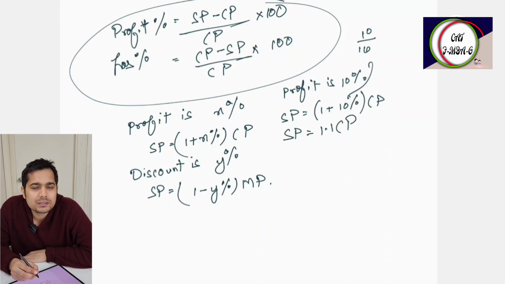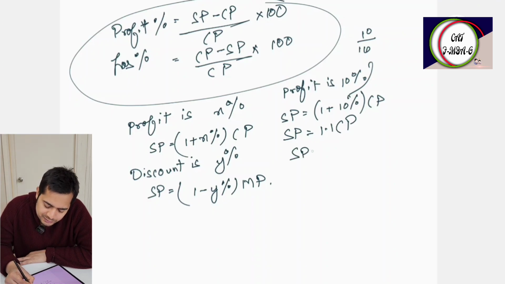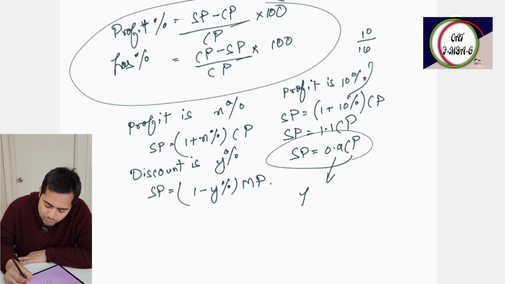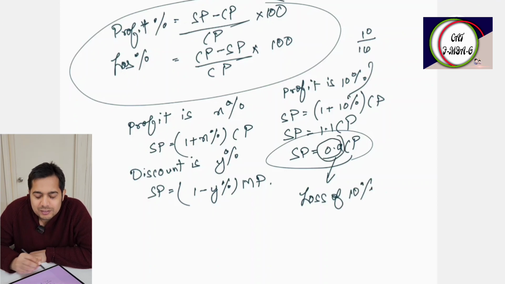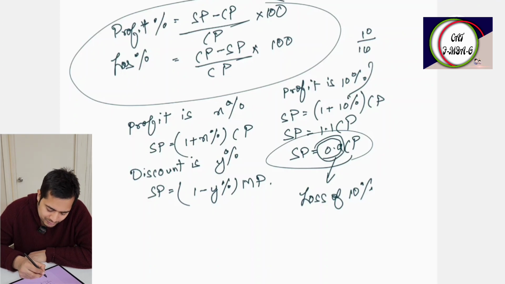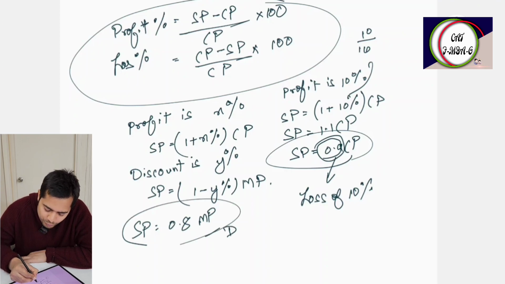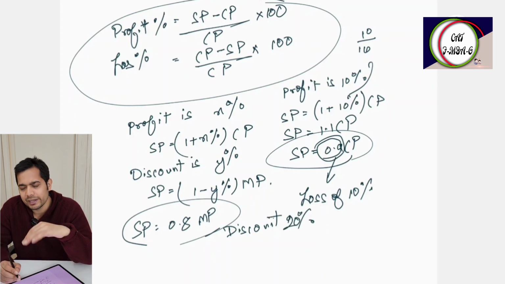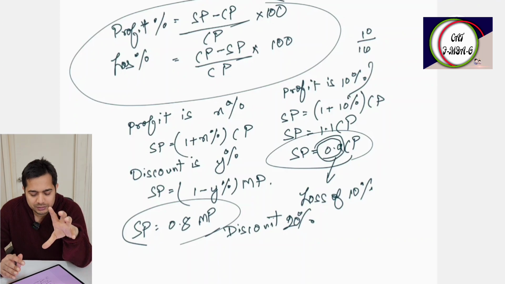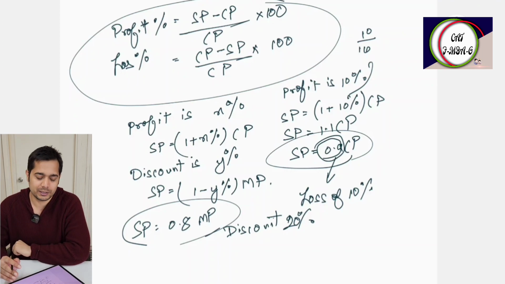Okay, and if you find out that, let us say, selling price is equal to 0.9 cost price, it directly means that there is a loss of 10% because it is less than 1, so there is a loss. Okay, similarly, let us say selling price is equal to 0.8 of marked price, that means that there is a discount of 20%. So I will show you in the questions, maybe not today, maybe in the next video, but this concept should be clear to you. And now let's move ahead and solve a few questions, and while solving the questions I will also improve your concepts. Let us start.